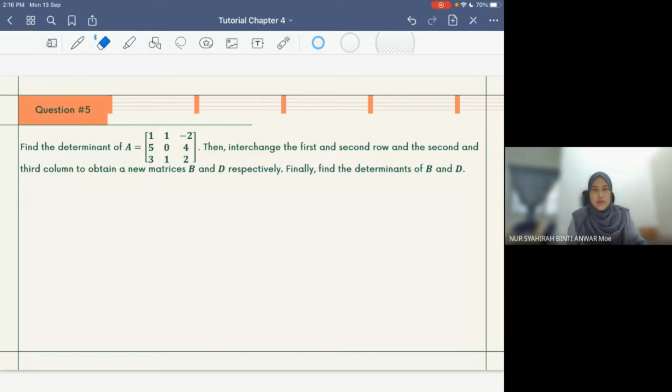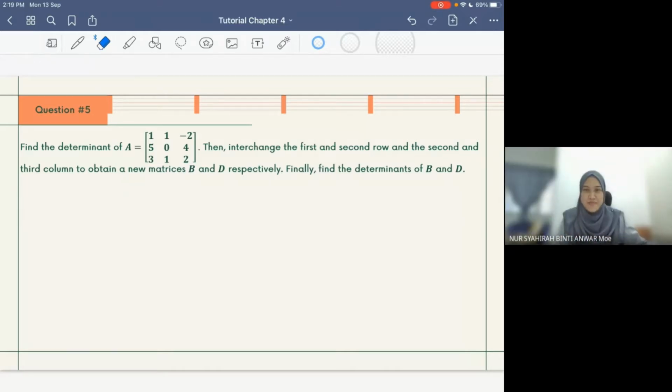To obtain a new matrix B and D respectively, and finally find the determinant. Okay, so kalau tengok soalan ni sebenarnya dia suruh kita cari determinant of A dahulu, and then using the properties of determinant kita boleh terus dapat the value of determinant of B dengan D lah without calculate it again. Okay, kita cari determinant dahulu.